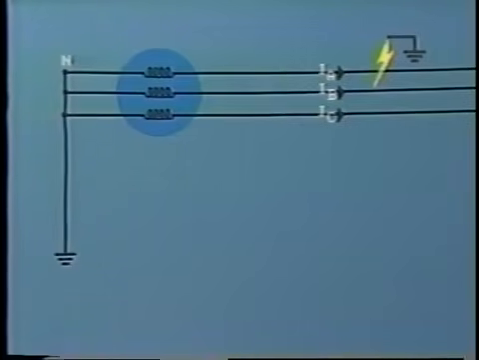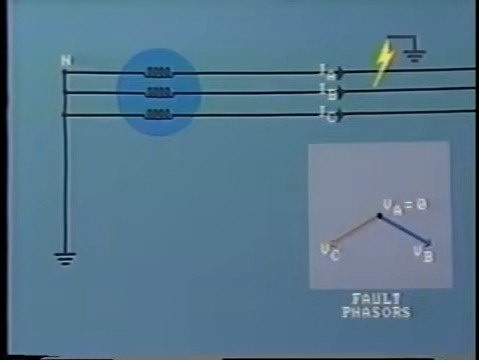Here we see a phase to ground fault on phase A, and this is the resultant voltage phasor diagram showing conditions at the fault. The voltage on phase A becomes very small, depending upon the impedance of the fault. For simplicity, let's assume this to be 0. The phase voltages on lines B and C remain unchanged. The current in line A, that is IA, increases considerably to feed the fault. Note that we have drawn the current IA in phase with voltage VA.